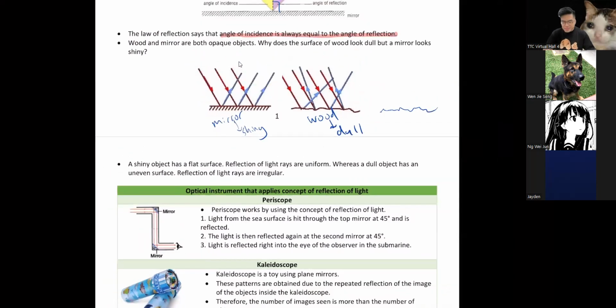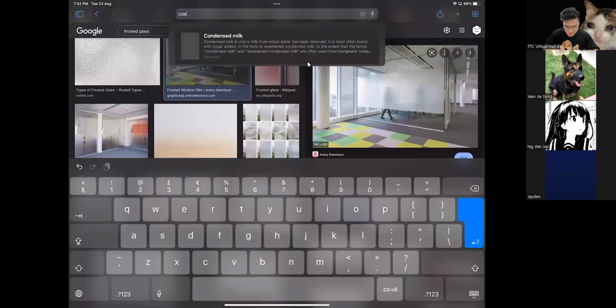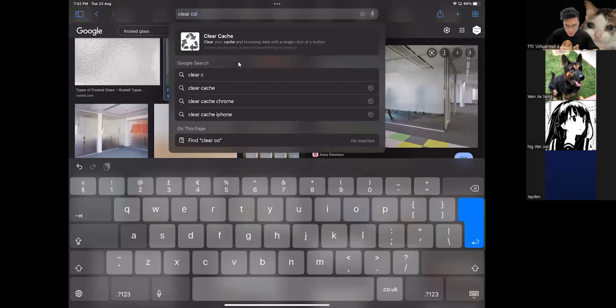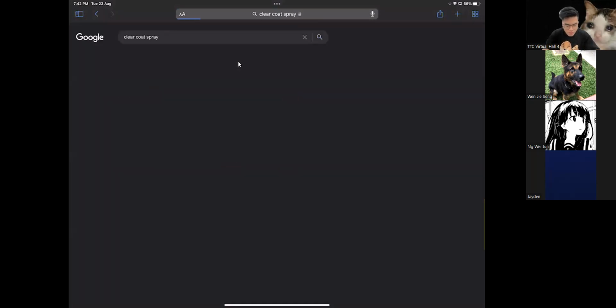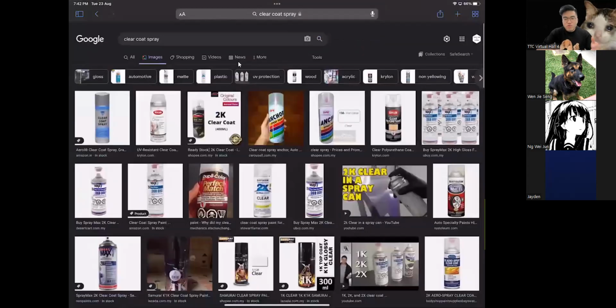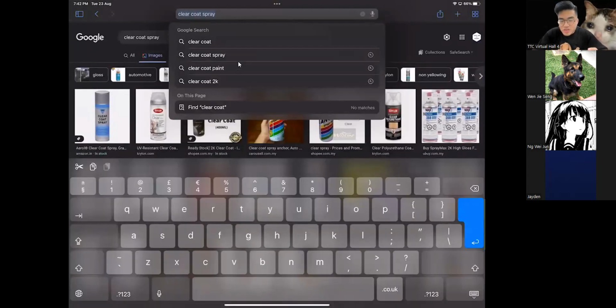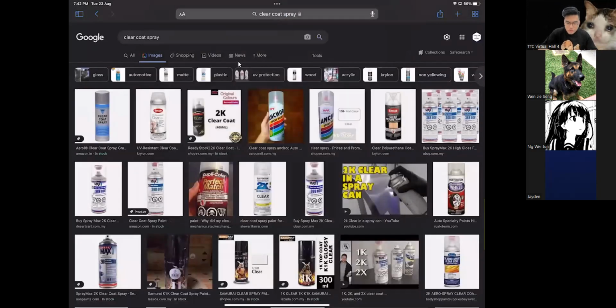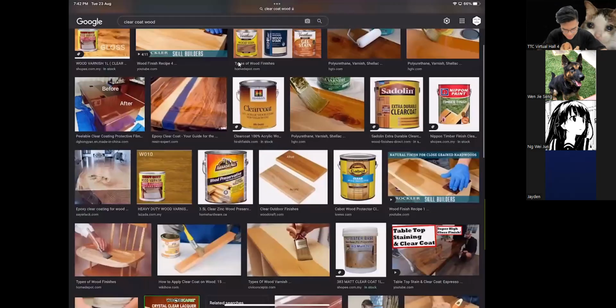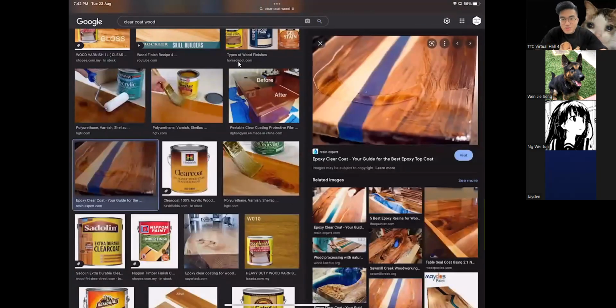So what does it mean? Do you know what a clear coat is? When you paint something, you will spray a clear coat onto it to make it look shiny. For example, we know that wood is uneven, right? So if you want to make wood shiny, what do you do? You put a clear coat on a piece of wood. Now the wood will look shiny. Can you see the wood looks shiny now?